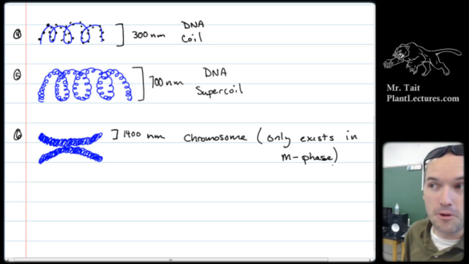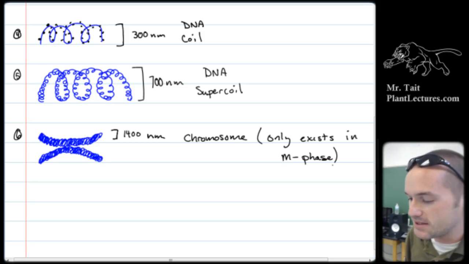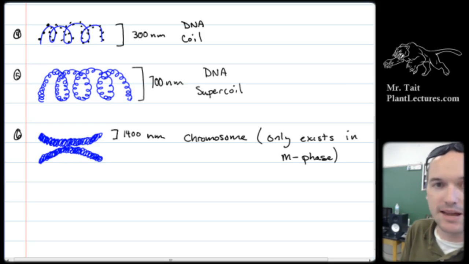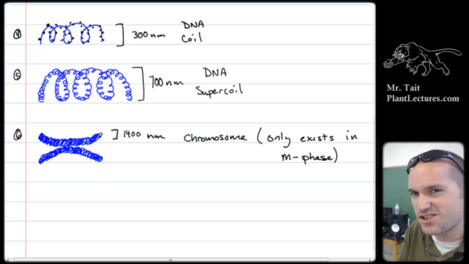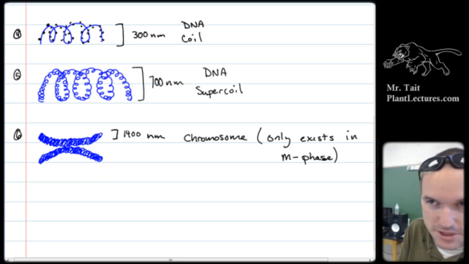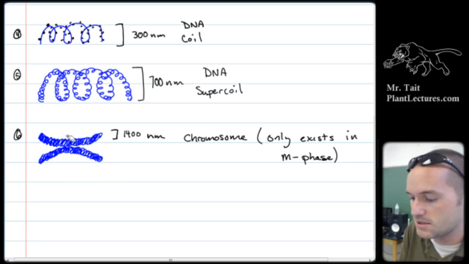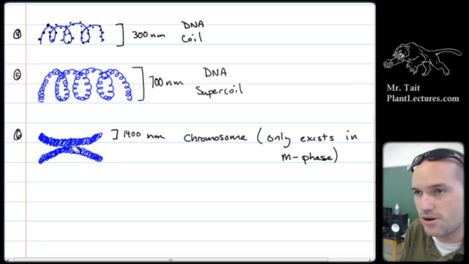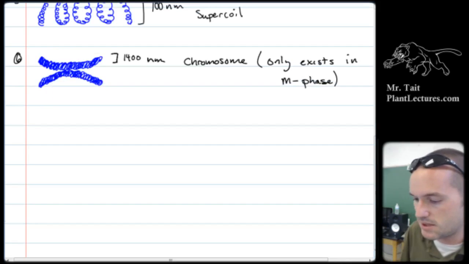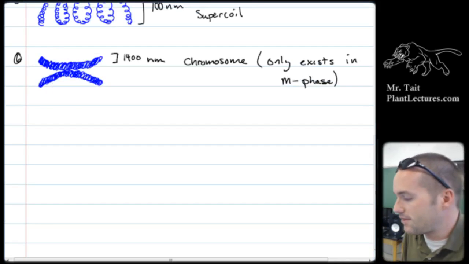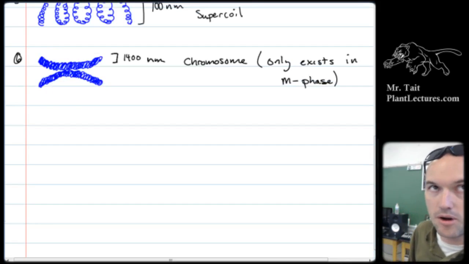Now, this is important, that it only exists in M phase, because this thing is super tightly wound up. And because it's super tightly wound up, you can't actually get to any of the double helix. And if you can't get to the double helix, you can't transcribe it. If you can't transcribe it, you can't translate it. So there's no protein synthesis going on at all when it's all coiled up like this, because it's too tightly packed. You've got to undo it to get to the information. Okay, and this is how your cells are going to be different from each other.